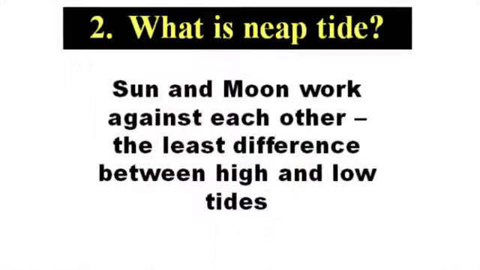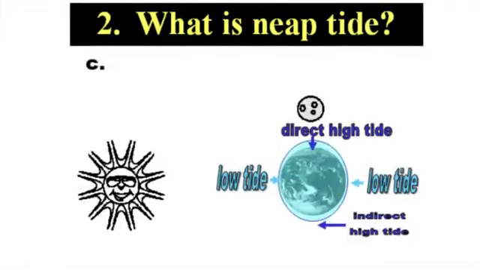A neap tide is the opposite. So this is when the sun and the moon are working against each other. So there's going to be the least difference between high and low tide. So this occurs when the moon and the sun and earth kind of make a perpendicular or a right angle. So notice that the moon is here. This is when we would be in like first quarter or third quarter. And notice that the direct high tide's here, indirect high tide's here, and then on the other side, there's going to be the low tide.